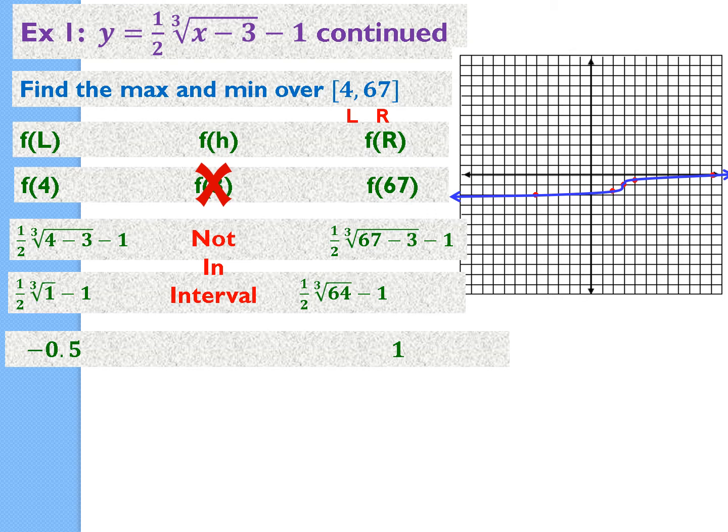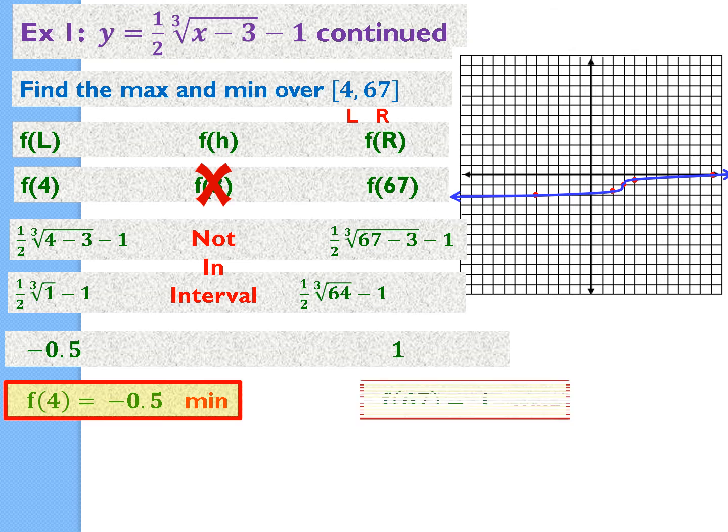So negative 0.5 is going to be the value for the minimum, and 1 is going to be the maximum. But please don't forget proper notation when you are writing the max and min. So we have to write f of 4 equals negative 0.5 is the minimum, and f of 67 equals 1 is the maximum. Don't forget that proper notation, because without proper notation, you will lose some credit.